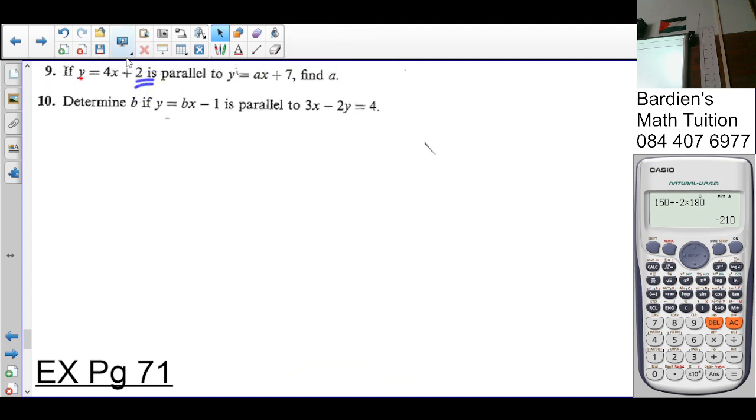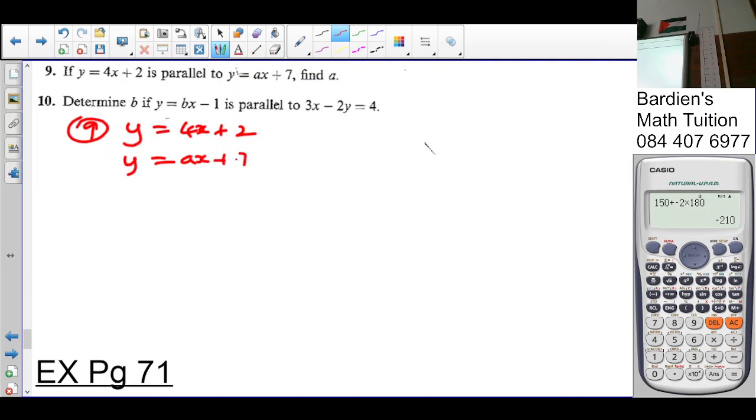Number 9. If y is equal to 4x plus 2 is parallel to y equals ax plus 7. People, if lines are parallel, what do we know? Gradients are equal. The gradient is read off if it's in the form of y is equal to mx plus c. Now, is the first equation in that form? Yes. So what's the gradient on your first line? Your first line, the gradient is 4. The gradient of the second line is a.